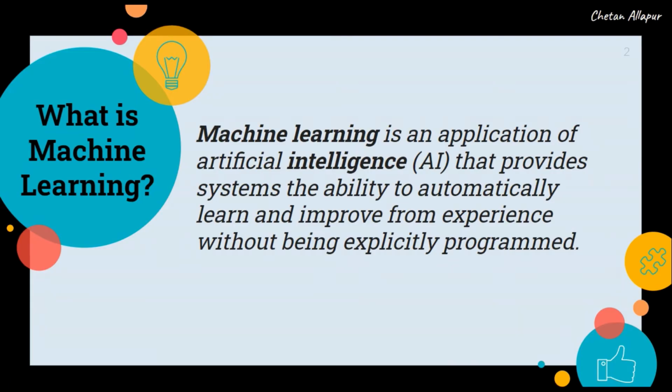So what is machine learning? Machine learning is an application of artificial intelligence that provides systems the ability to automatically learn and improve from experience without being explicitly programmed.